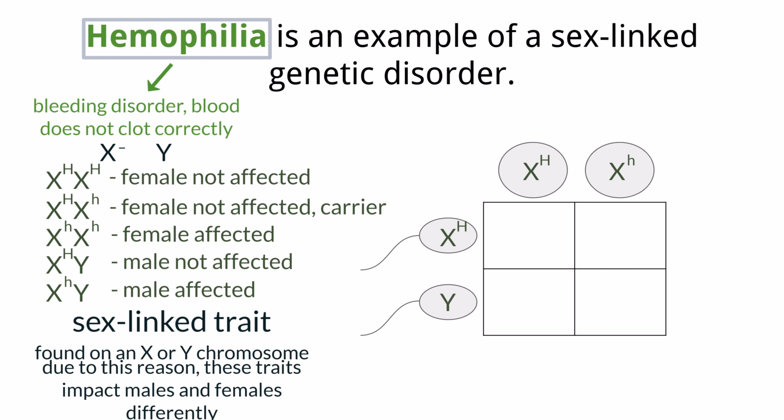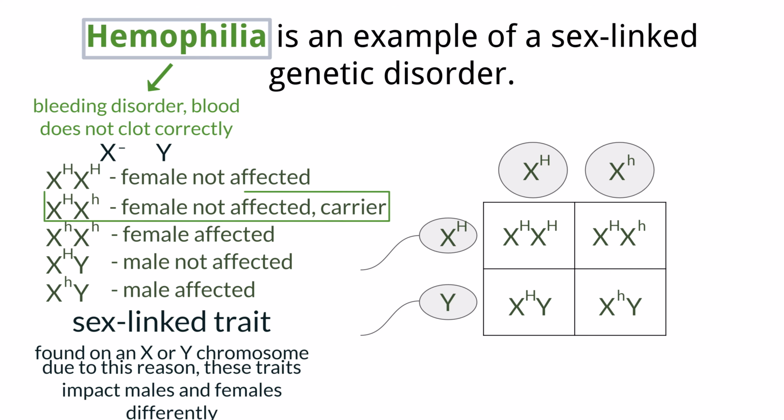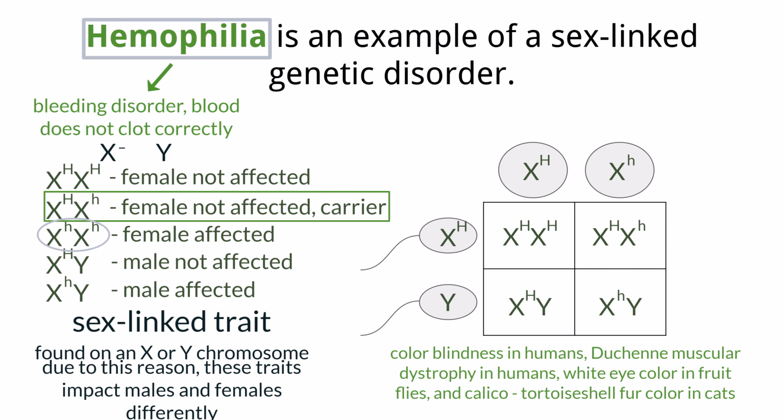Here is an example of how this disorder can play out in a Punnett square. It is important to notice that males cannot be carriers. They either have the disease or do not. Females can be carriers. It is rare for females to show this disorder, as they must receive 2 affected X chromosomes. Males, because they have only 1 X, have hemophilia if they receive the affected X chromosome. Other examples of sex-linked disorders are color blindness in humans, Duchenne muscular dystrophy in humans, white eye color in fruit flies, and calico tortoiseshell fur color in cats.